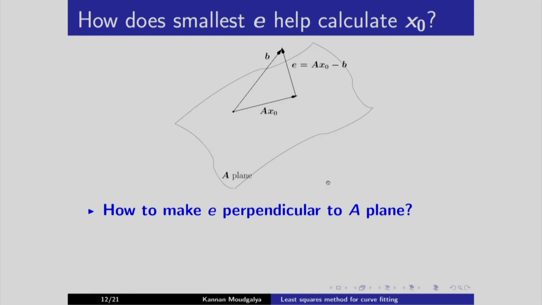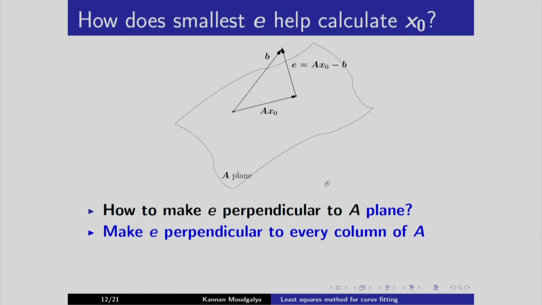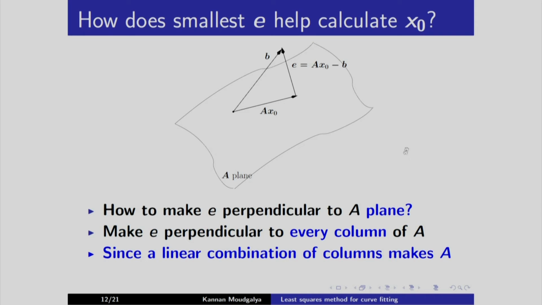How to make E perpendicular to the A plane? Make E perpendicular to every column of A. What is the A plane? It is obtained by taking linear combinations of the columns of A. So you make this E perpendicular to every column of A, so that E will be perpendicular to the whole of A plane. Alright.